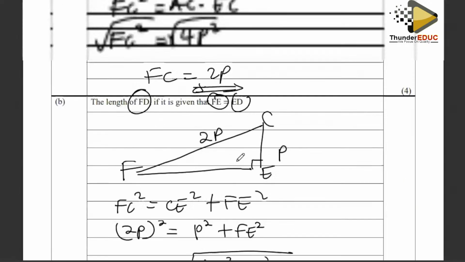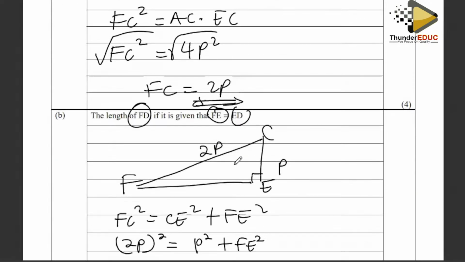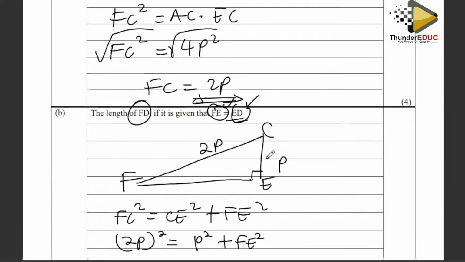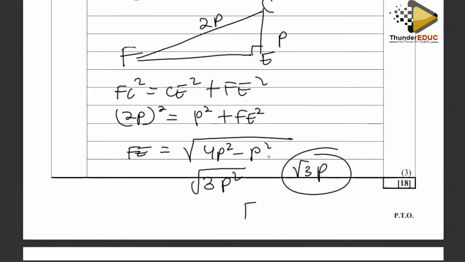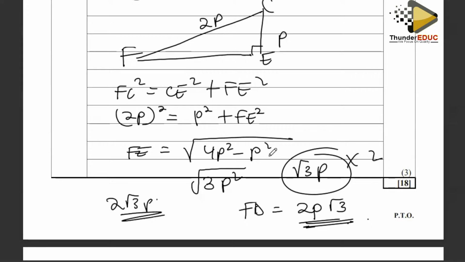But that is just FE. They told us FE is the same as ED, okay? Meaning that our FD should be twice that. Multiply this by 2. So 2P square root of 3. That becomes my answer. Or someone can say 2 root 3 with a P. It's still the same thing.